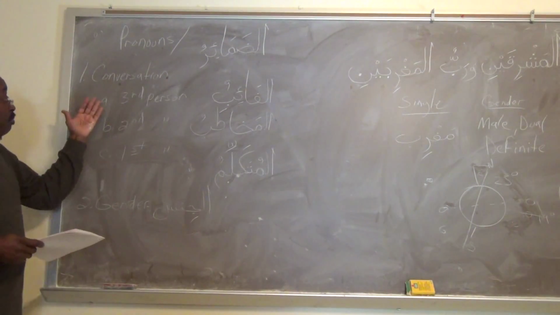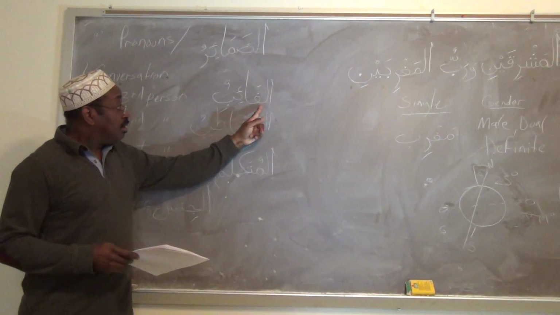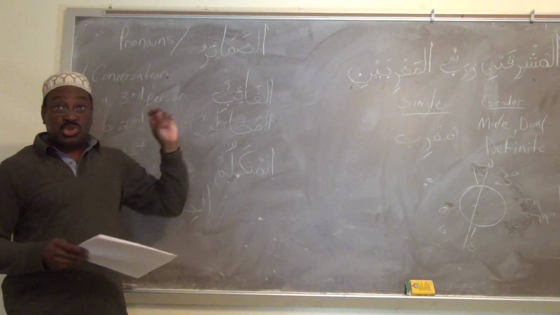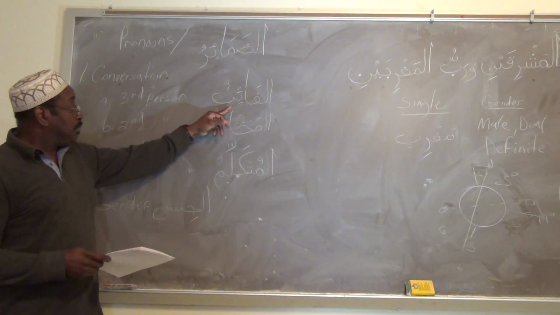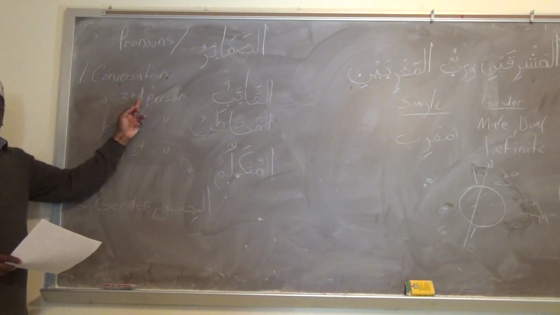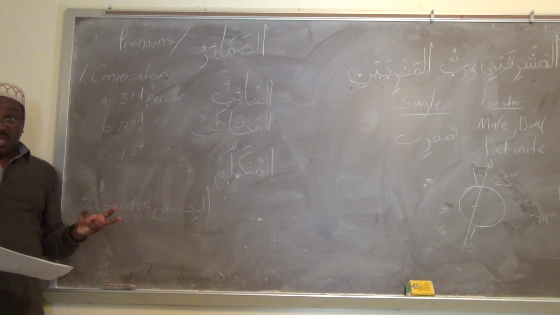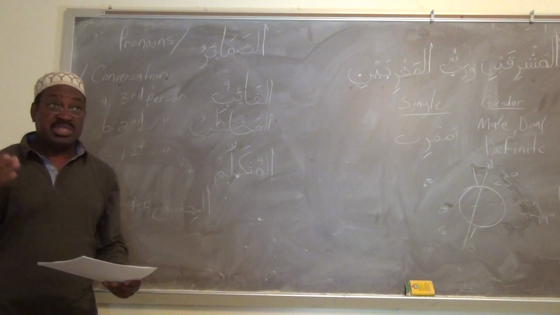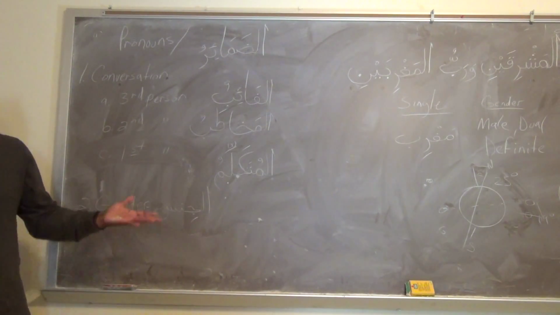So we want to talk about the third person, which we call what? Al-ghaib. Okay. And notice the two A's, the elongation right here. Al-ghaib. So that is the third person. Okay? So we know we have three states when we talk about conversation. If I'm talking to somebody, it's either the third person, second person, or first person, right? Is that right? Yes, okay.